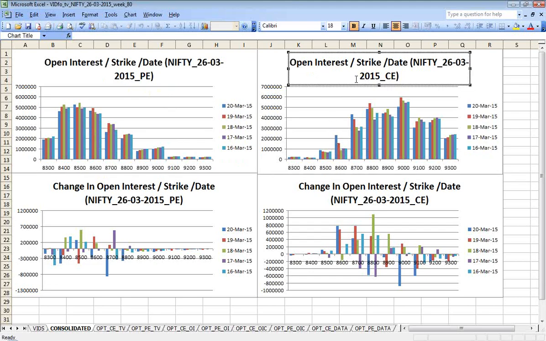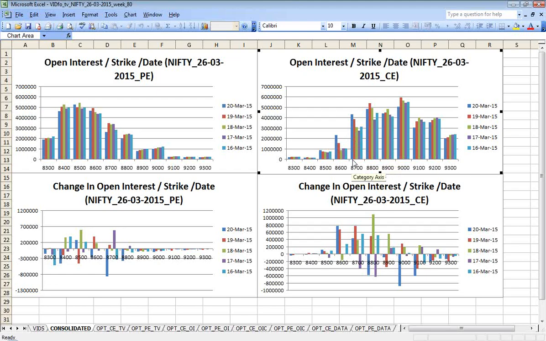Coming to the calls, you can see that 9,000 is the strongest resistance on the calls open interest, but 8,700 also is pretty strong. And as a matter of fact, if you look at just this bar, 8700 has increased quite a lot, correct? 8700 increased quite a lot on 20th.